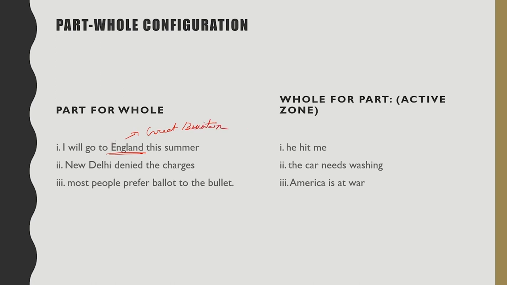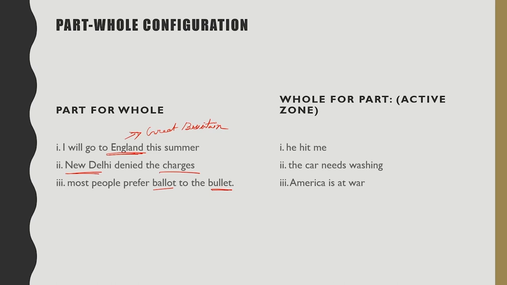Right. So, this is what we mean by a part for whole reading, this is how it actually works. I will go to England this summer. So, basically I am going to the country Great Britain and I might visit many parts of it, but England is the vehicle in this particular case to mean Great Britain. Similarly, New Delhi, deny the charges. So, New Delhi is one part within the larger whole of the Indian government system. Similarly, most people prefer ballot to the bullet. So, ballot is the vehicle for democracy, and bullet, on the other hand, is a part for the whole, which is autocracy.